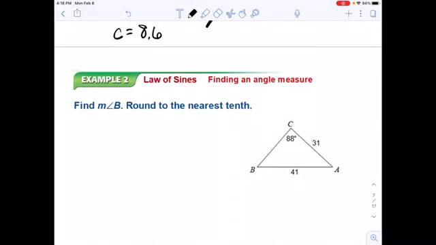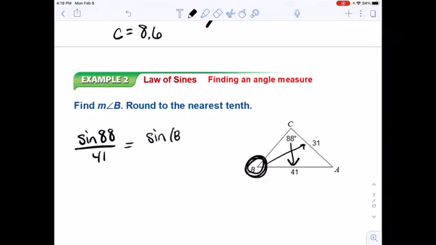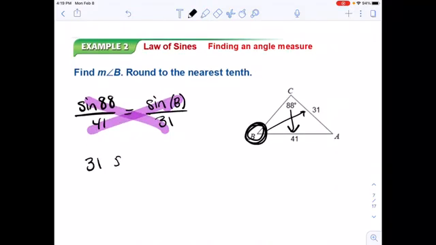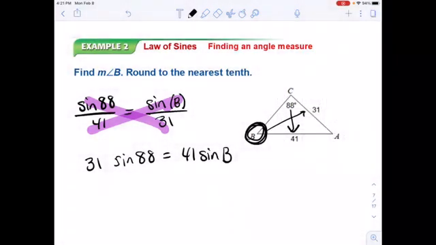Now we need to find angle measure B, rounded to the nearest tenth. Good thing we have our opposite side from angle C. So we have sine of 88 over 41 is equal to sine of B over 31. Oops, I meant to say go ahead and cross multiply. We get 31 sine 88 is equal to 41 sine B. We want to go ahead and divide both sides by 41.